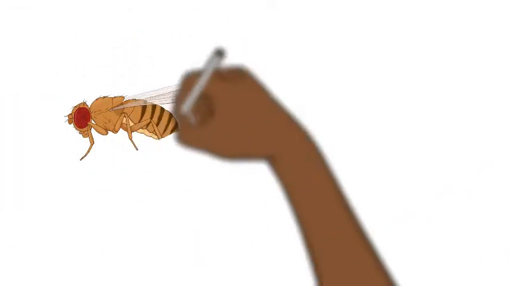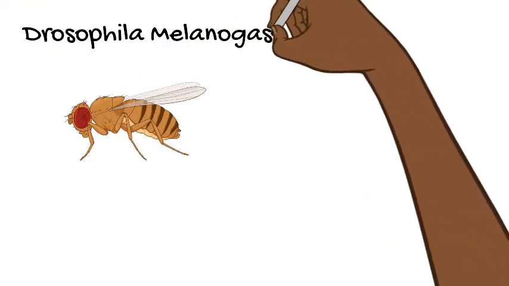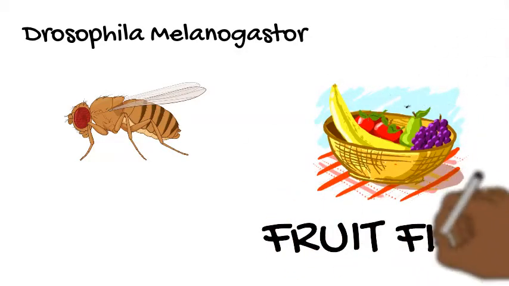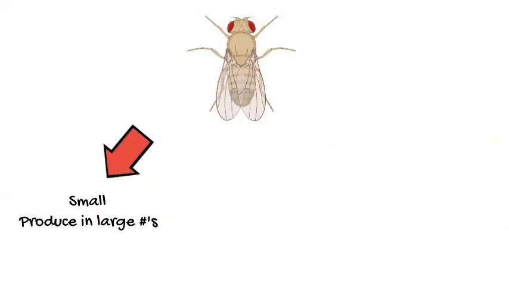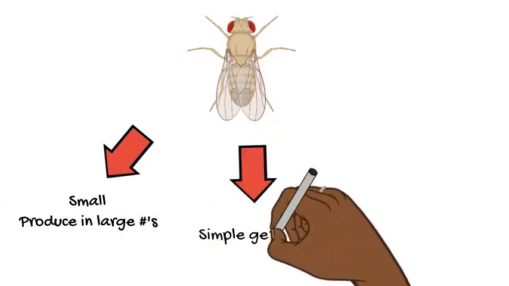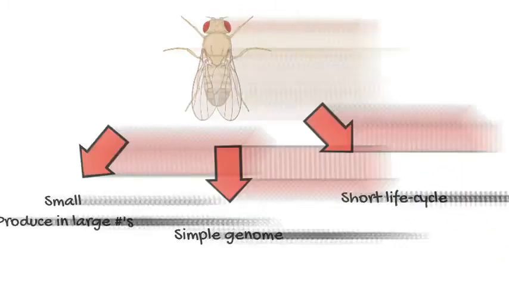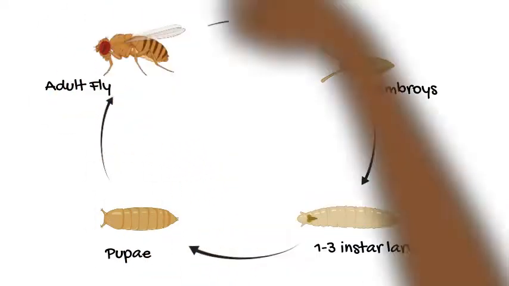One of the best ways to study processes such as polarity and asymmetric cell division is by using a model organism called Drosophila melanogaster. You may know this as the fruit fly. This organism has been used for many genetic and molecular studies. The fruit fly is simple to work with. They are very small and thus very easy to maintain and produce in large numbers. They have a simple genome with over 60% of genes involved in human genetic disease. They also have a relatively short life cycle. They can go from embryos to first, second, and third instar larvae to pupa, and then adult flies in about 12 days.